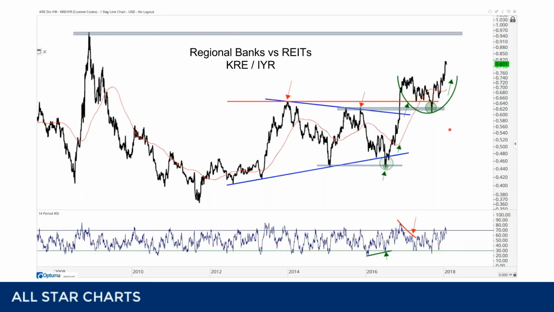Same thing with regional banks versus REITs. If investors are not getting their yield in the fixed income market, they need to go to the stock market, right? So where do they get big yields? They get them in real estate investment trusts, REITs. What about regional banks? Regional banks go up when the market thinks that interest rates are going up. So when you compare these two assets, they're very highly correlated with U.S. interest rates, particularly the 10-year yield. If this ratio is going up, then in all likelihood, the U.S. 10-year yield is going to continue higher as well.